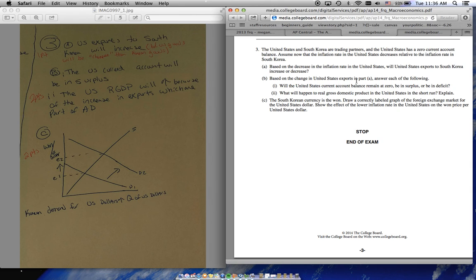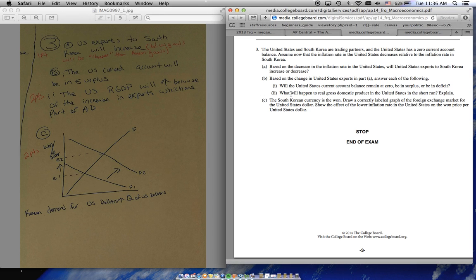So based on this change in exports, what are we going to see happen? Well, what we're going to see happen is one, the U.S. current account is going to be in surplus because remember the current account is where we are talking about our trade with another nation. So because we are selling all of our stuff to South Korea, our current account will move to surplus, theirs will move to deficit.